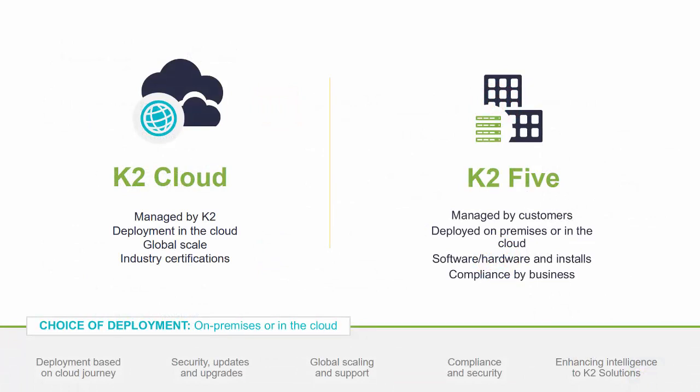So how do I run K2? There's really two options. Use K2 in the cloud, that's a fully managed cloud service from K2 with industry certifications and SLAs, global scale and support, and compliance and security. The other option is K2 Five. Essentially, you run on your own servers within your own data center, either on premises or in your own private cloud that you run and operate. So again, K2 gives you multiple choices in terms of how you want to deploy and run your K2 solutions.